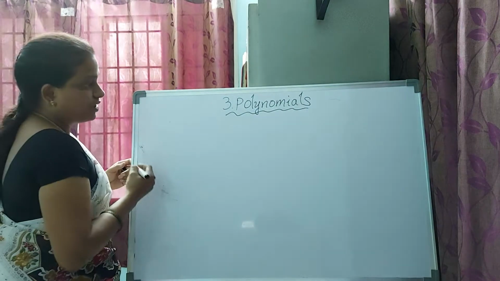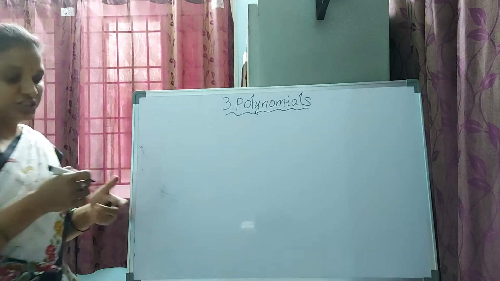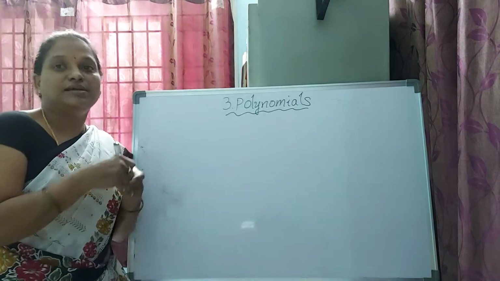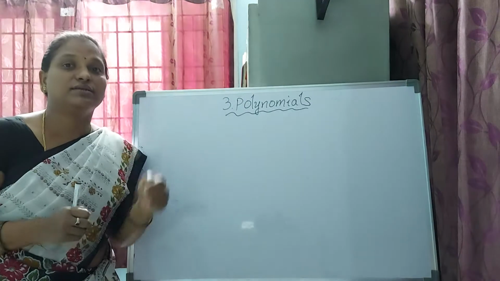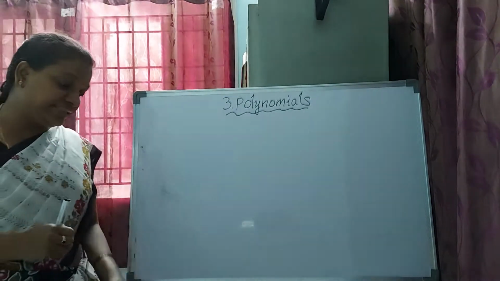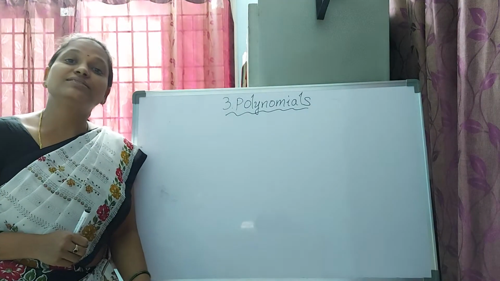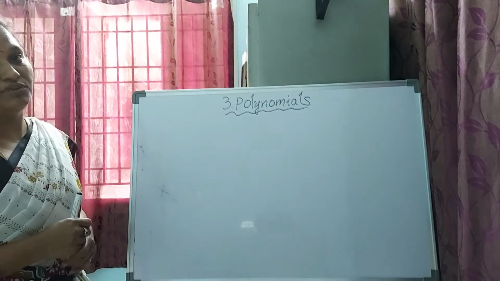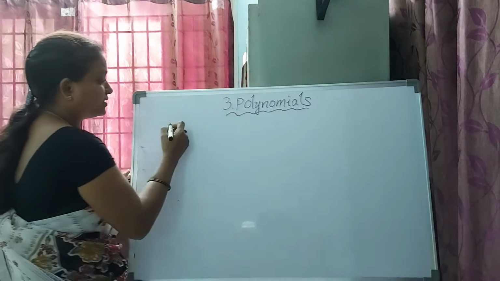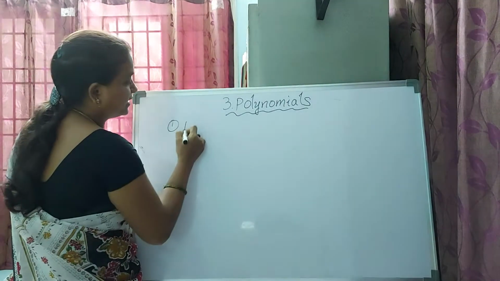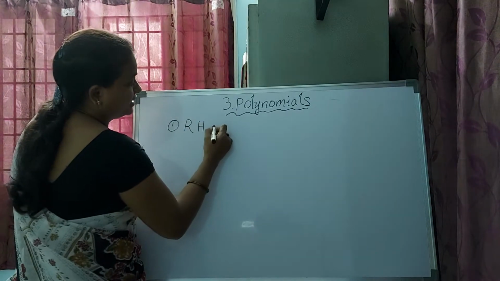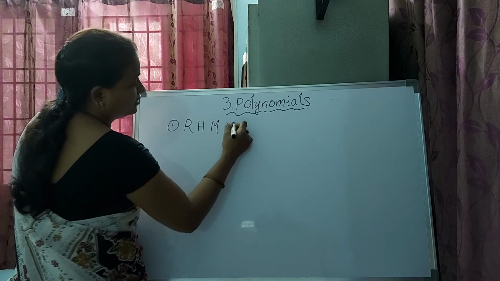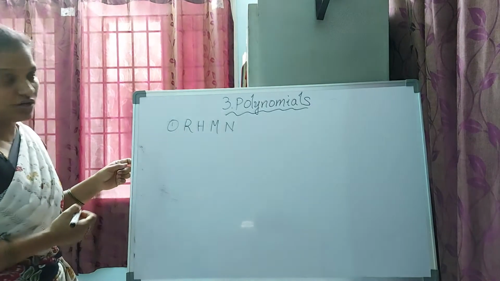Before going to this one, literal. First we will discuss some basic things about these polynomials. What is a literal? The letter symbols which are used to represent numbers. We use letters like R, H, M, N. These are the literals. Okay.